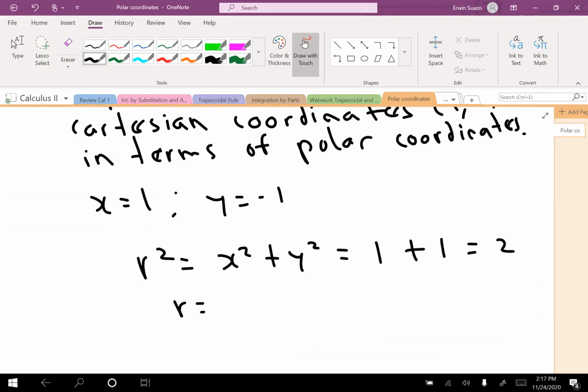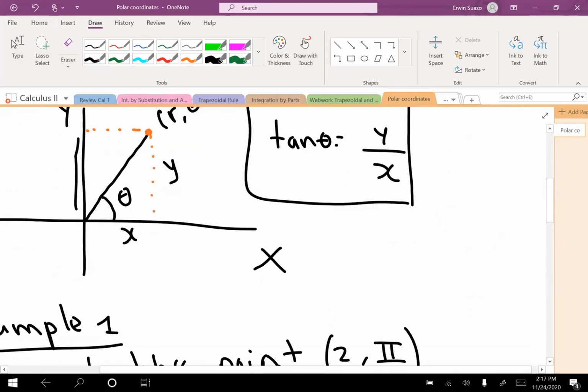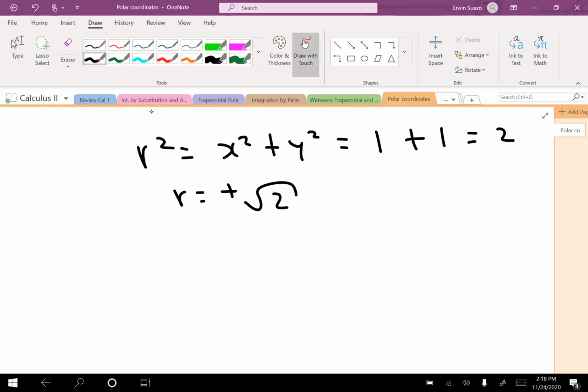So r equals, and this is important here, that will give me plus or minus the square root of 2. Okay, but because it's 5/3, probably I just choose the positive. And then to find theta, I use the other formula that is telling me tangent of theta equals y over x. So tangent of theta equals y over x.